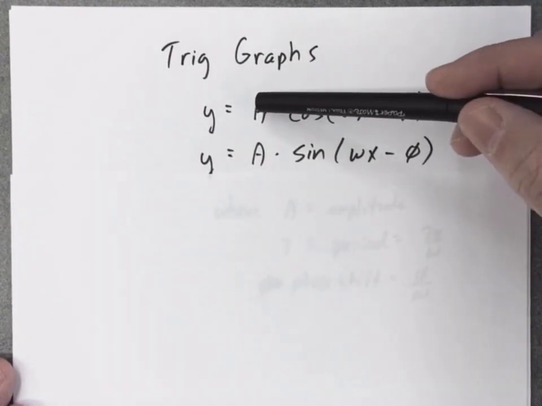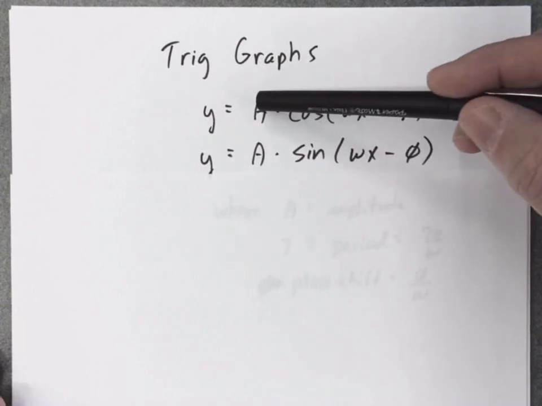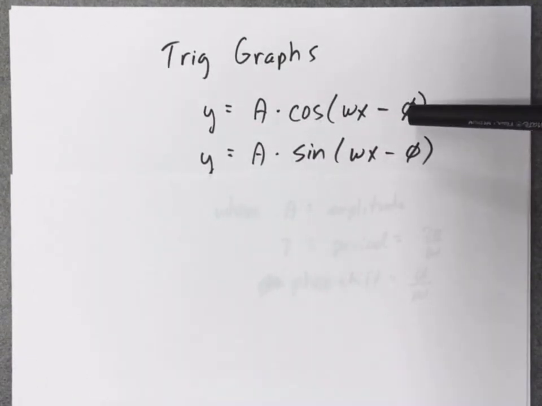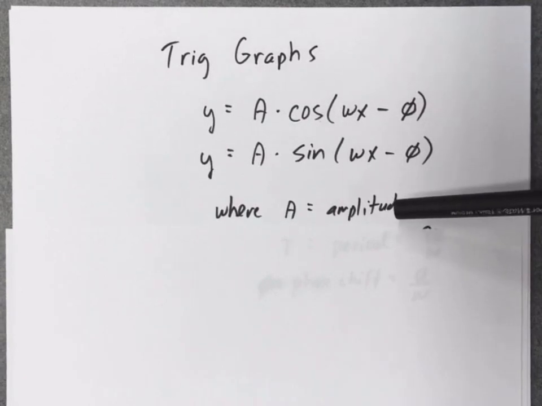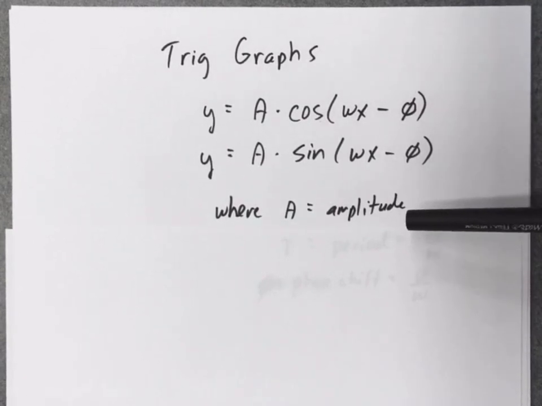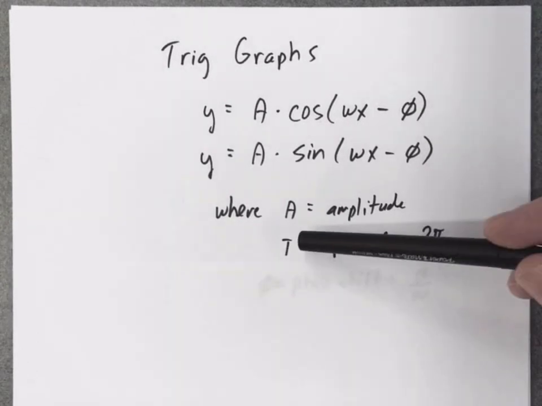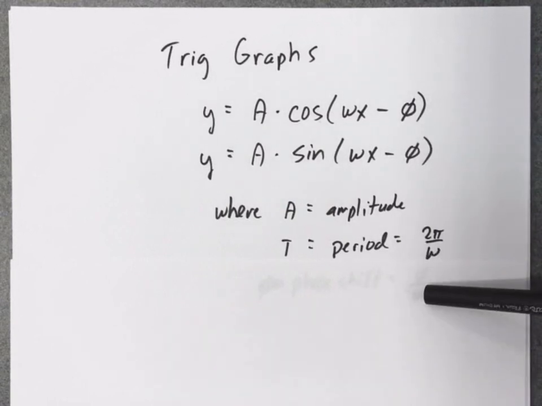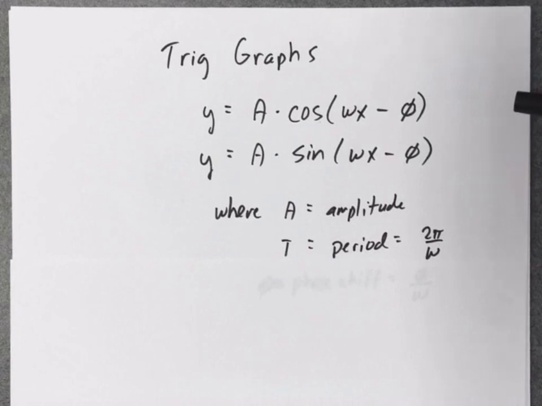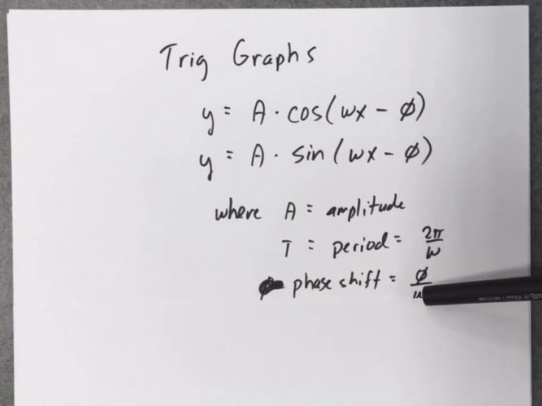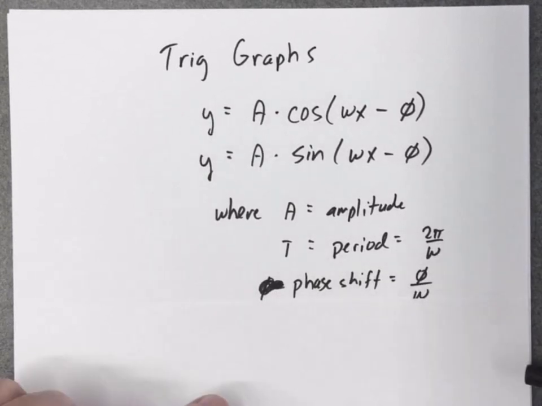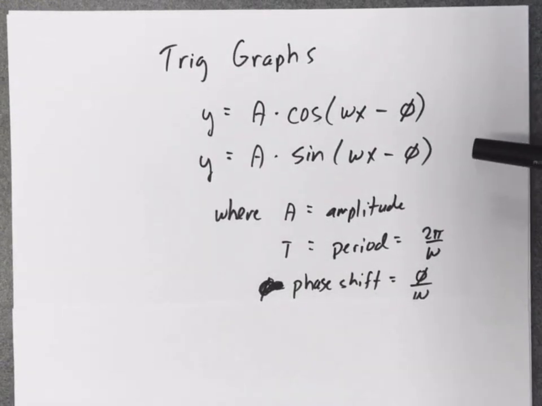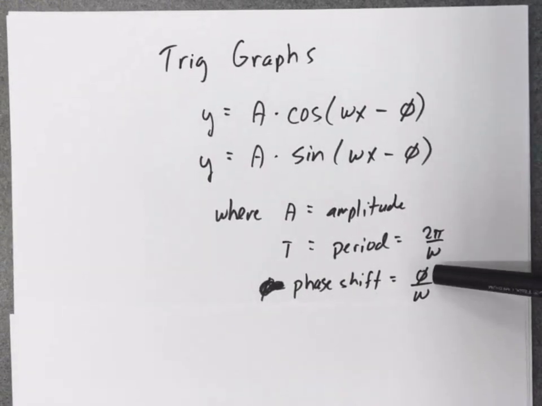If we're given an equation where we can determine A, omega, and phi, then we can determine the amplitude of our trig graph or trig wave. We can determine the period by using this equation. The period, or how long the wave goes before it repeats, is 2 pi over omega. And then the phase shift, where the whole graph gets moved side to side, is phi over omega.